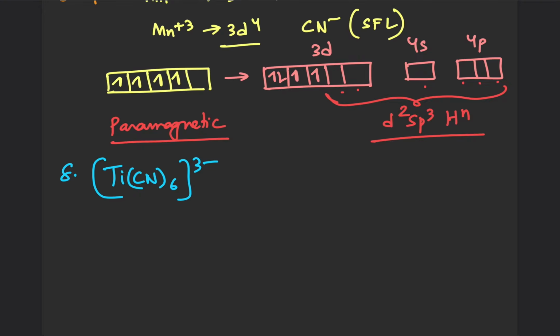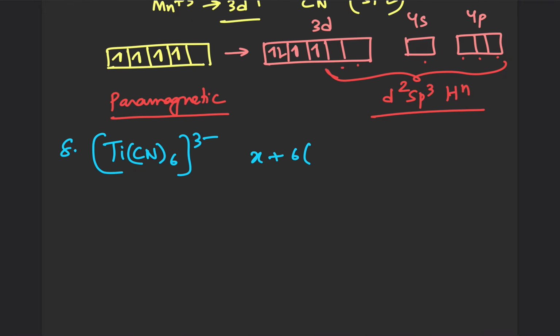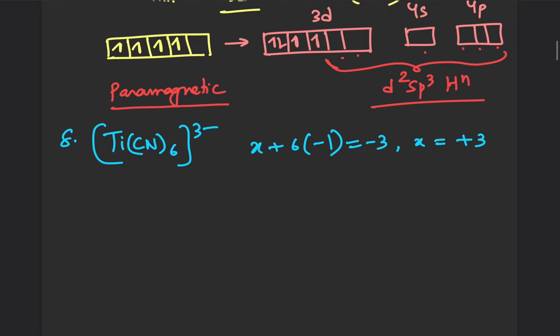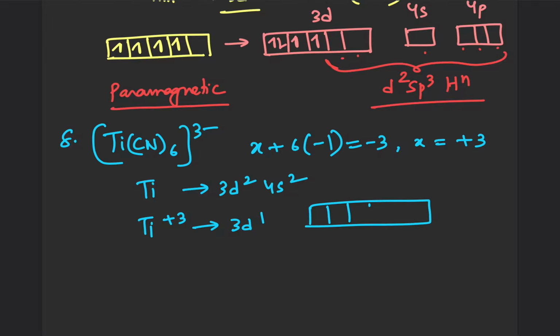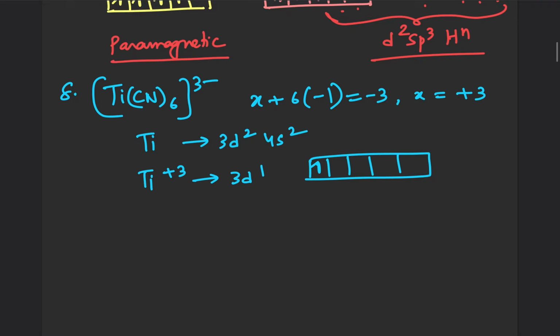The next one is [Ti(CN)6]3-. So x plus 6 into the charge on CN, which is -1, will be equal to -3. So x is going to be +3. We know the configuration of titanium is 3d2 4s2. The configuration of Ti3+ is going to be 3d1. So it does not matter whether the ligand is strong field or weak field, because there is only one 3d electron, which can be represented like this. So it has one unpaired electron, therefore it is paramagnetic.